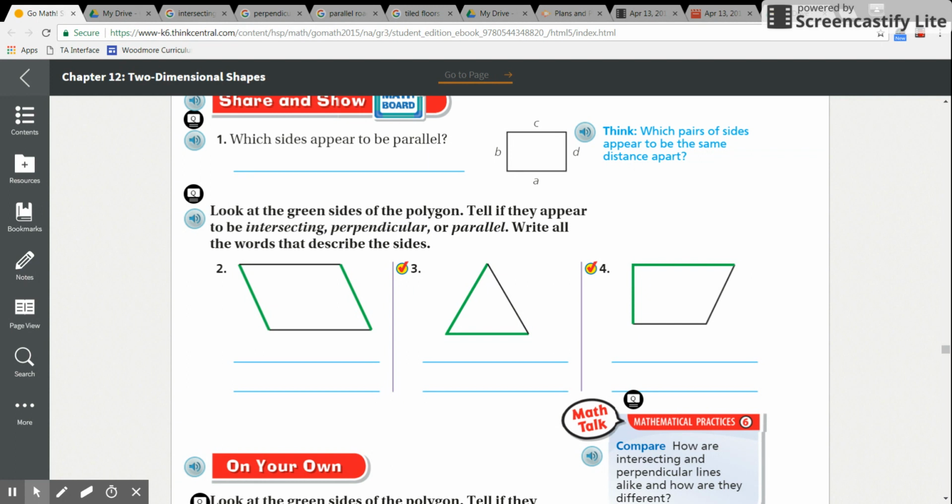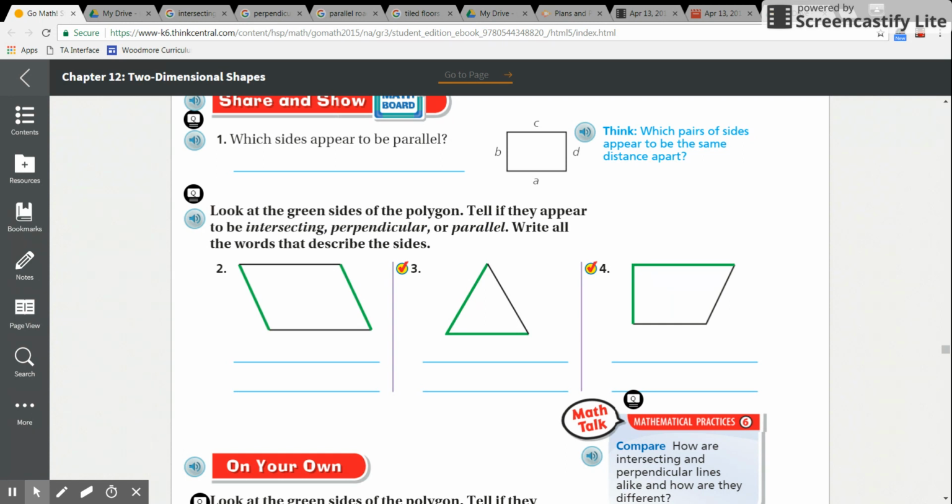So directions state, look at the green sides of the polygon. Tell if they appear to be intersecting, perpendicular, or parallel. Write all the words that describe the sides. So we're paying attention. Are they intersecting, perpendicular, and parallel? If you don't remember what those three words are, pause the video, go back to our first one, go to the intersecting, perpendicular, or parallel sides, play the video again, or just go back to your book and read it to try to remember what each one stands for.